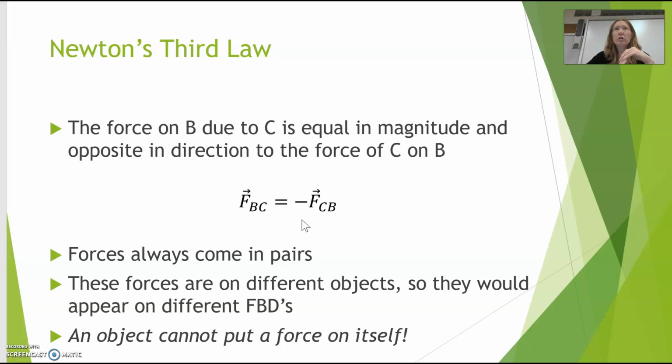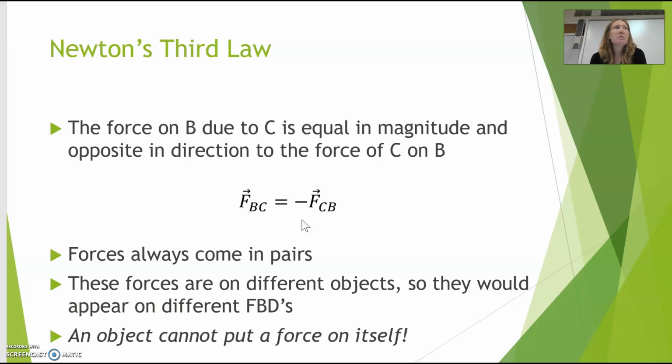When you're drawing a free body diagram of you, we show that force of the floor on you as the normal force. And if we were going to draw the forces on the floor, that's when we would show the force of you on the floor. We would never put those on the same free body diagram. And it's also true that you cannot put a force on yourself.